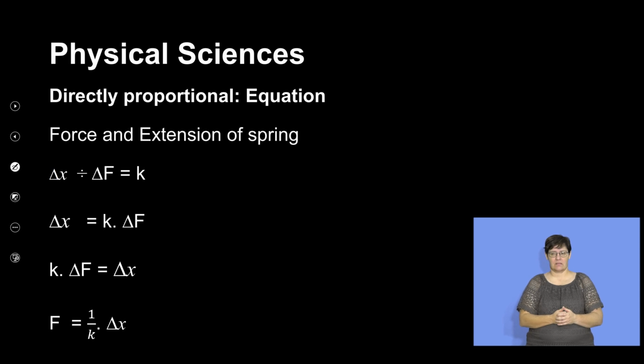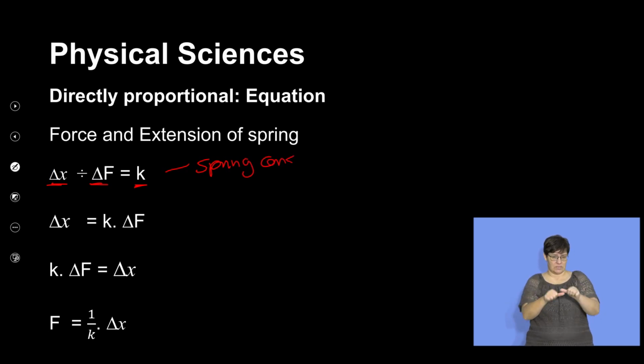We're going to take it one step at a time. We know that the delta x, the extension, divided by the force is going to be the constant. That's going to be the spring constant. Now, I'm going to multiply both sides of the equation by that factor, the independent variable, the force. And I'm going to get delta x is equal to k times delta F.